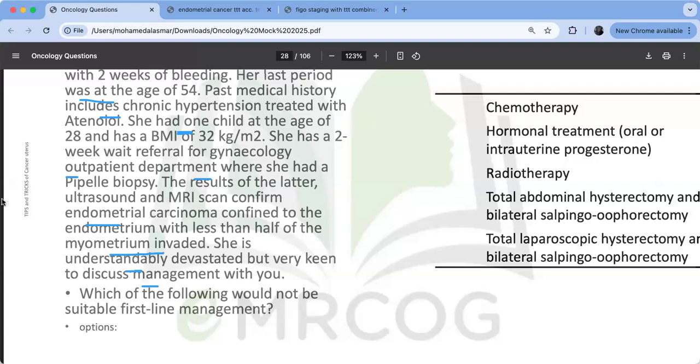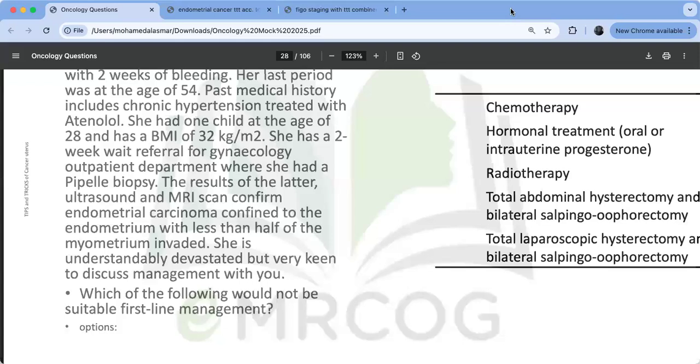Here, my friends, remember, they don't ask you about the option of the treatment. They ask you which one cannot be primary. If the patient declines surgery or is unfit for surgery, we can treat with primary radiotherapy. Hormonal management, I'll tell you, my dear, it has a role in early stage disease, but with a higher risk of recurrence, but still, it can be a treatment.